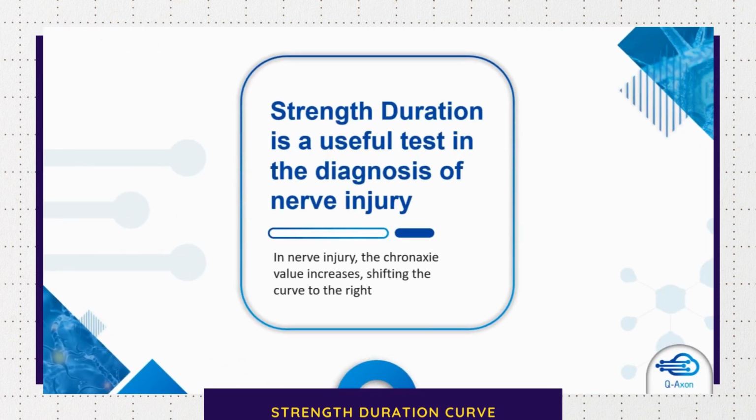Therefore, strength duration curve is a useful test in the diagnosis of nerve injury. As I mentioned earlier, if the curve shifts to the right, then that means there is nerve injury. There is a decrease in the excitability of the nerve.